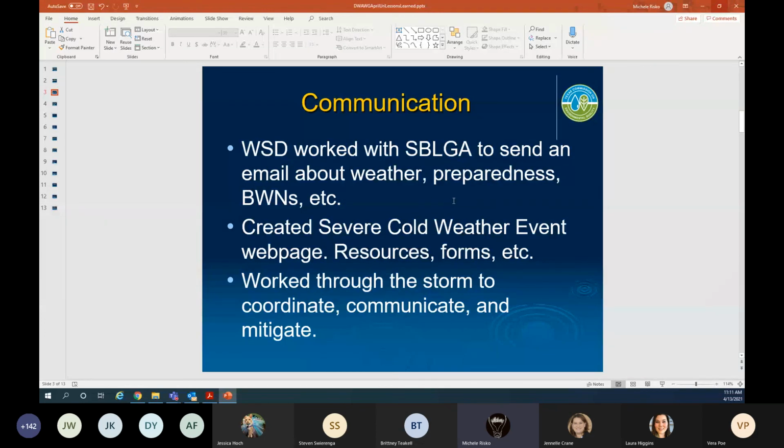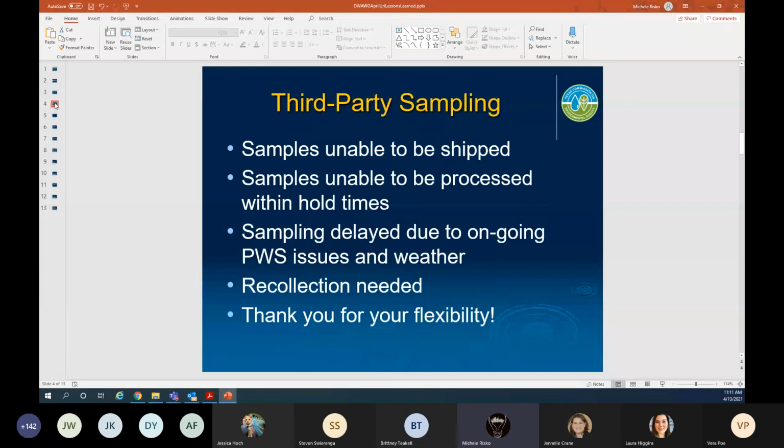And then just like a lot of you were without heat and water, we were also without heat and water, but worked through the storm and tried to coordinate, communicate, and mitigate as much as possible from our homes or out in the field.